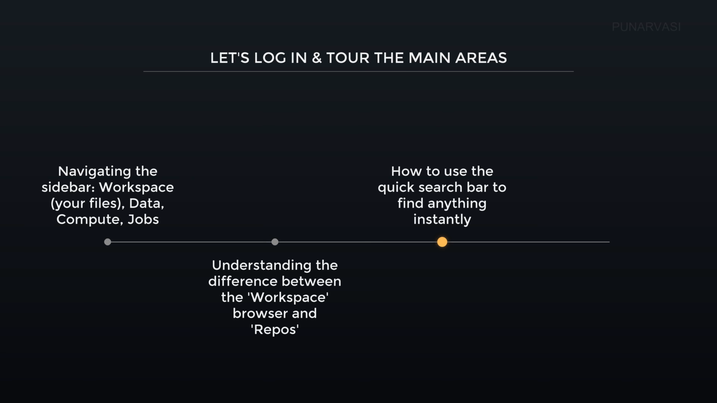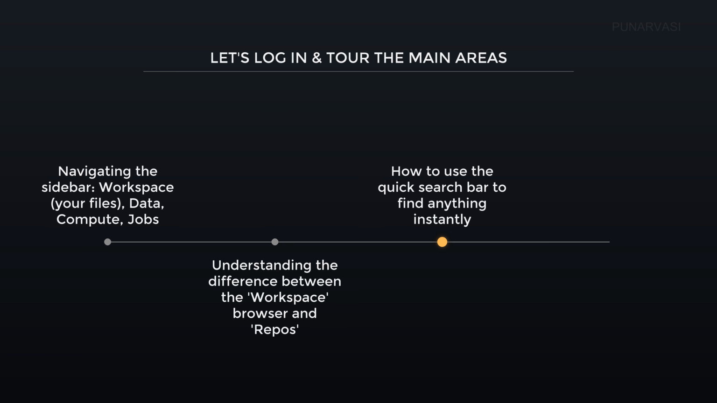Now, see that search icon at the top. This is your command center. Need a notebook, job, or dashboard? Just click and start typing. It searches everything: workspace, data, models. No more digging through folders. Find and launch your work instantly. This single bar saves you a massive amount of time every single day.